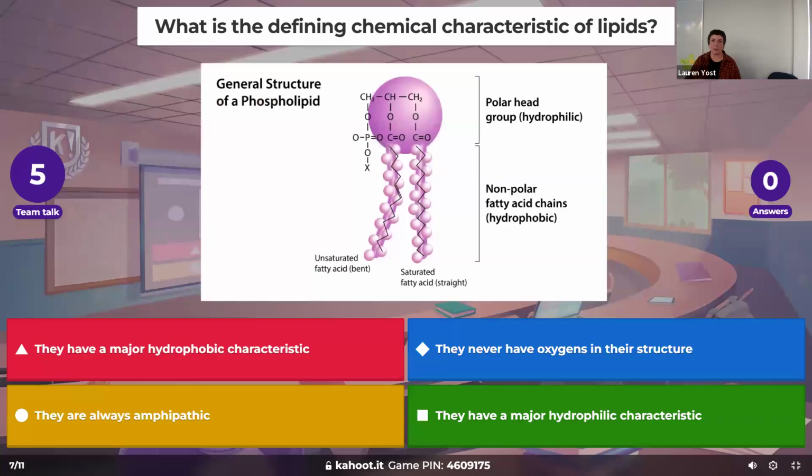What is the defining chemical characteristic of lipids? Which one applies? Does a piece of wax dissolve in water?